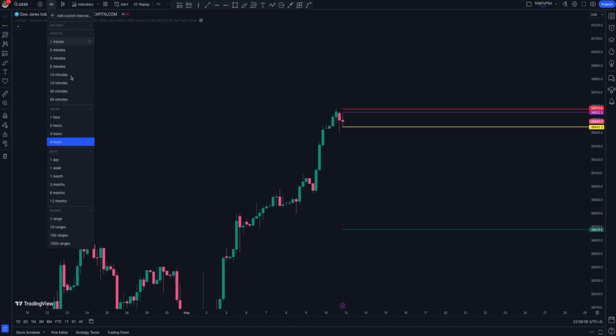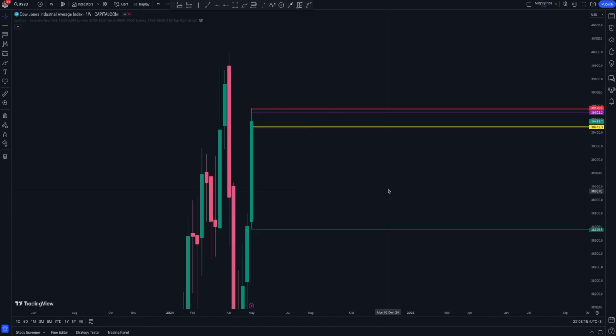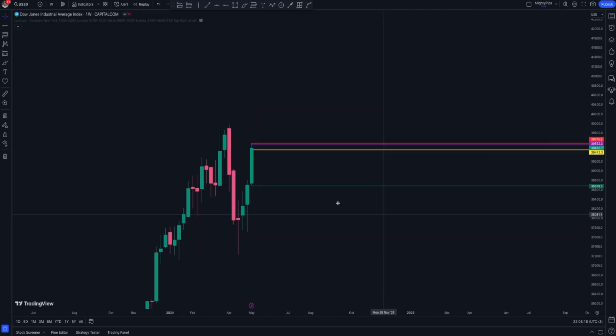I don't know why it's not updating the weekly. Let's first go back to the weekly chart. Let's give it a moment to load. Okay, so this is the weekly high right here. You can see the green line. Move it a bit this side. The green line is the weekly support, and the red line is the weekly resistance. Okay, let's go back to the 4-hour chart.